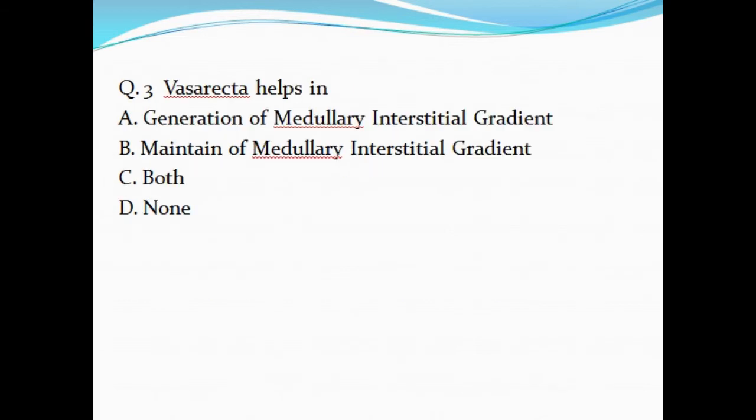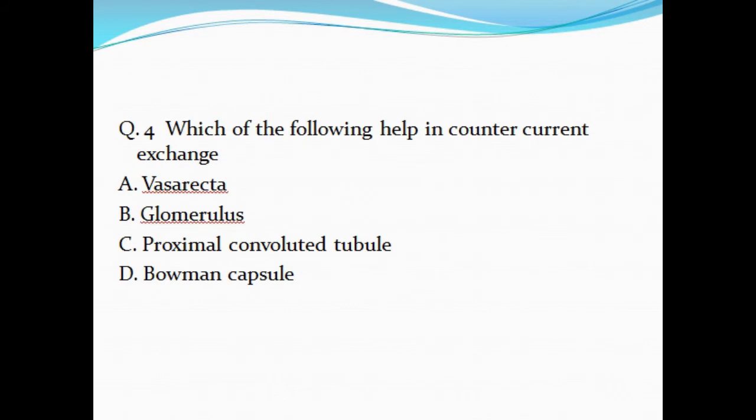Question number 3, vasa recta helps in A, generation of medullary interstitial gradient, B, maintenance of medullary interstitial gradient, C, both of these, and D, none of these. Question number 4, which of the following helps in counter current exchange? A, vasa recta, B, glomerulus, C, proximal convoluted tubule, and D, Bowman's capsule.